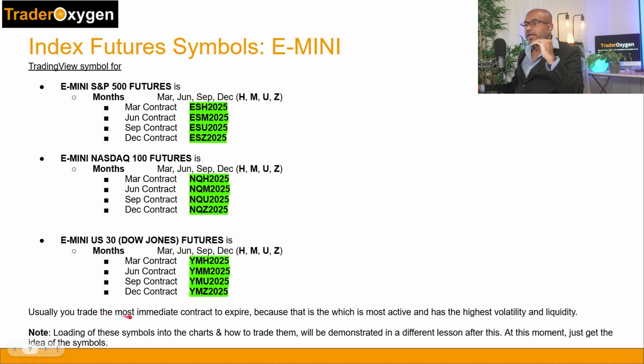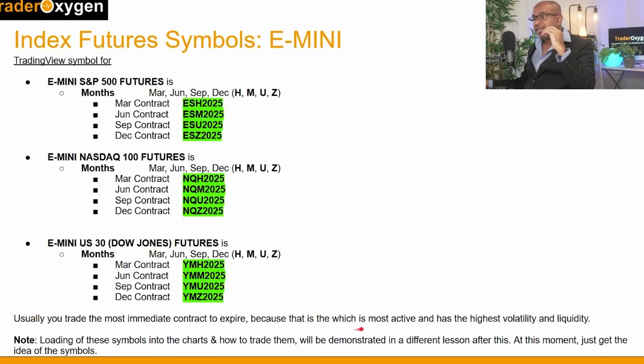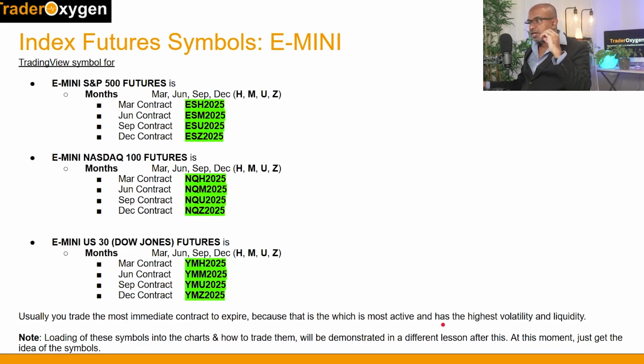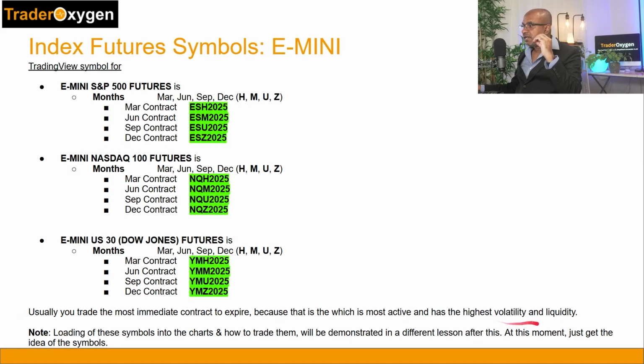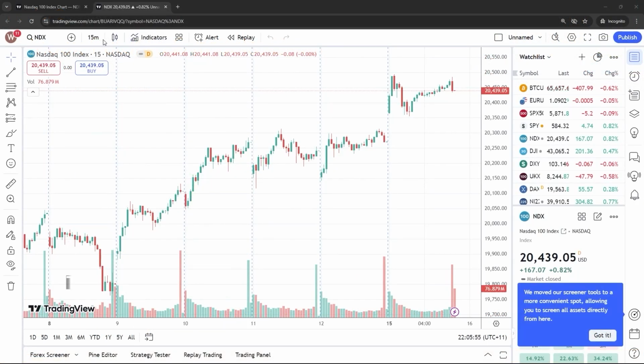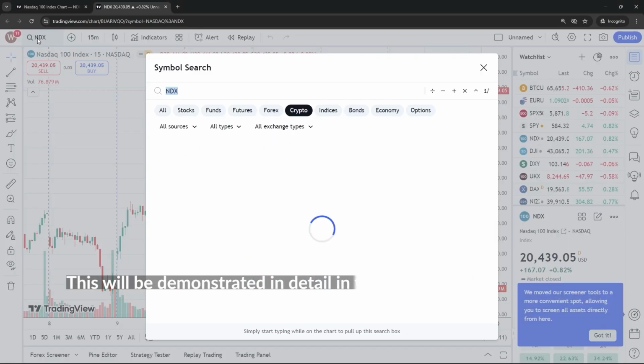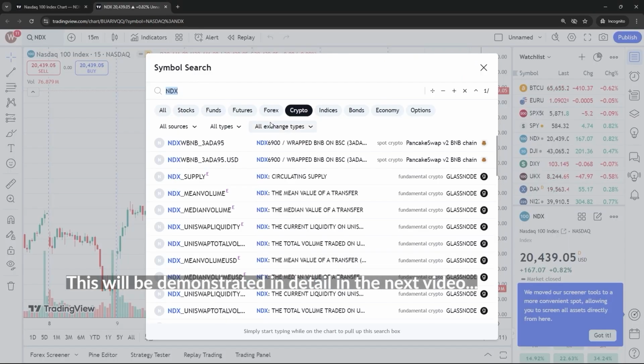Usually you trade the most immediate contract to expire. This is because that is the one which will be most active and has the highest volatility and liquidity, because as traders we need the highest volatility and liquidity if we are to trade and make profits. Okay, so we are on the TradingView chart. So you click on over here and you can search the symbol.